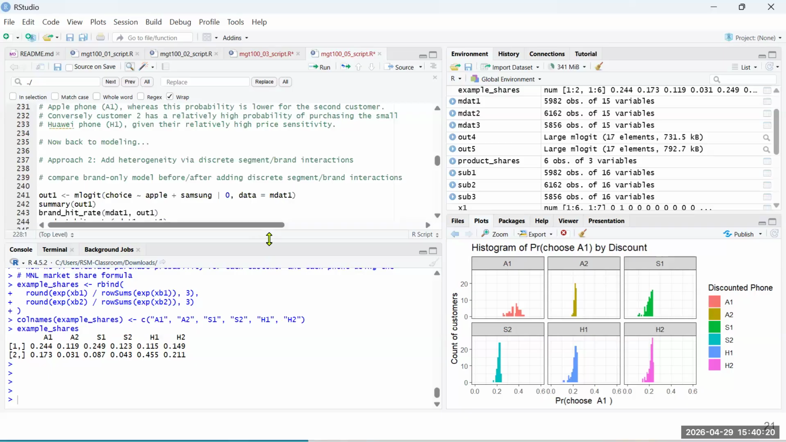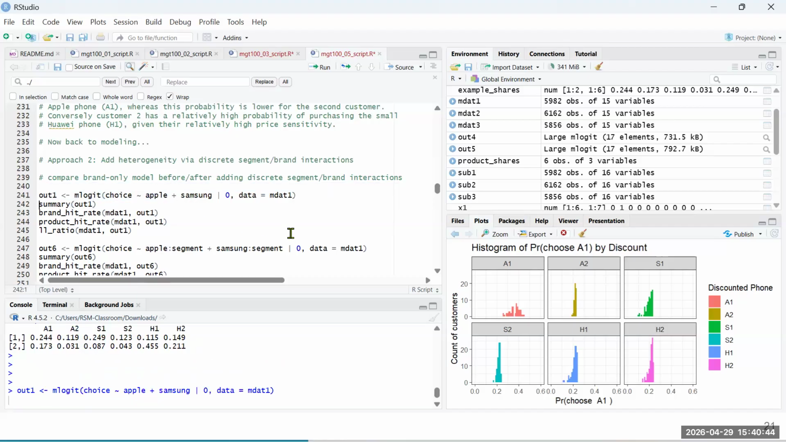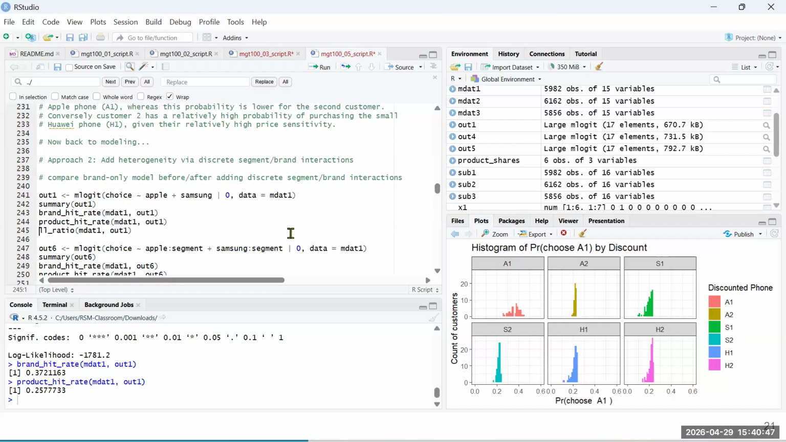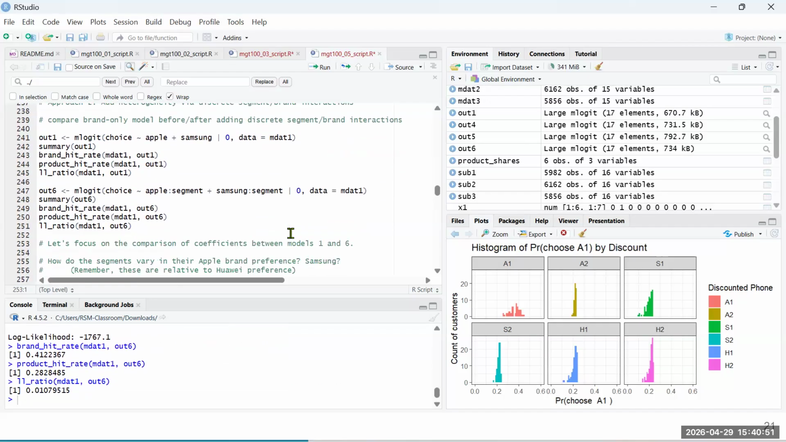Okay, so that's how it's operating underneath the hood. The next thing I want to do is to estimate a range of heterogeneous demand models. And I'm also going to estimate the same homogeneous demand models we saw 2 weeks ago for comparison. So the first model we started with just had brand dummies for Apple and Samsung. And that's out 1. So we're keeping the output numbers consistent.